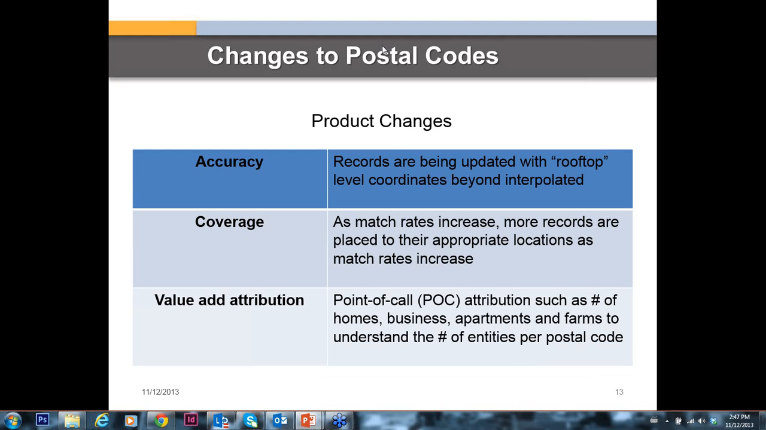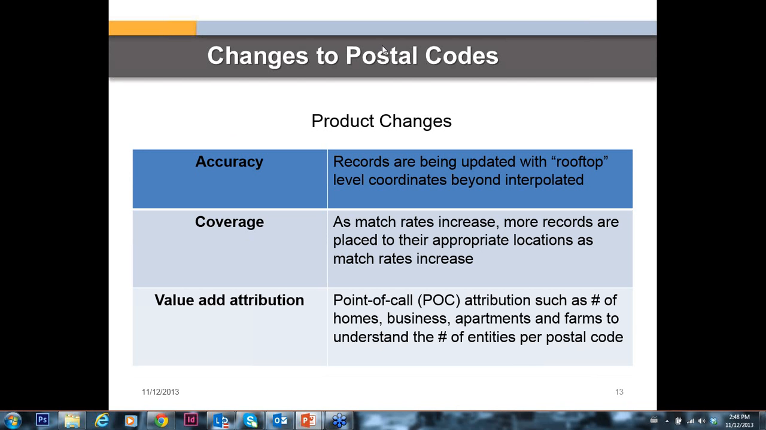Just want to make everybody aware on the webinar as well of some product changes that are occurring in Canada. With regards to accuracy, typically you'll find postal code products that have interpolated coordinates. So if you look at Google, where they're approximating where the house is along the street, that's now been replaced and updated with rooftop level coordinates.